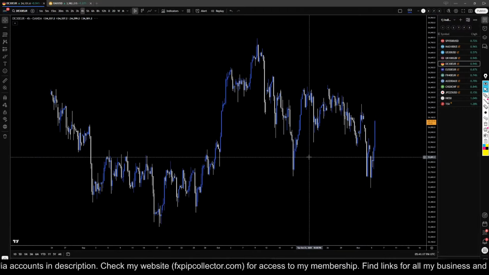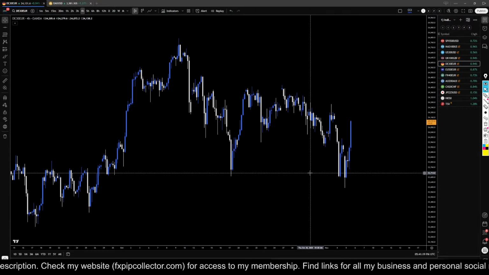Wow, that's very strong too. I wonder if that's a wave B though. Look how corrective that looks. That could be a wave B right there, couldn't it?